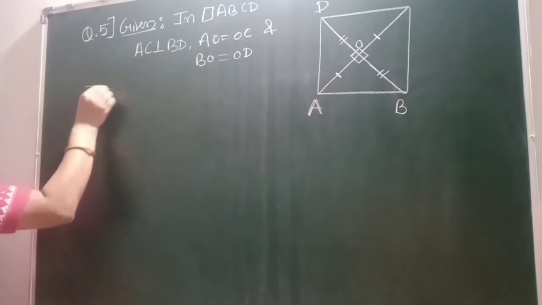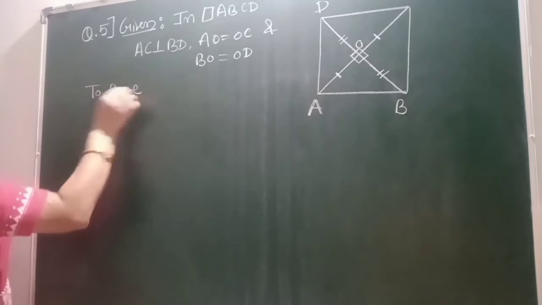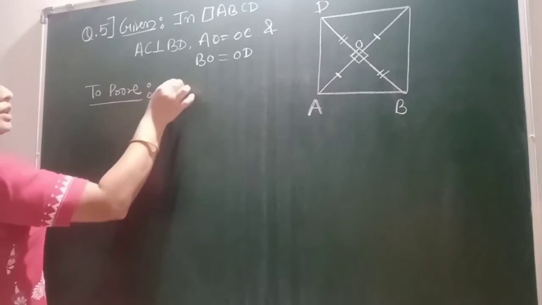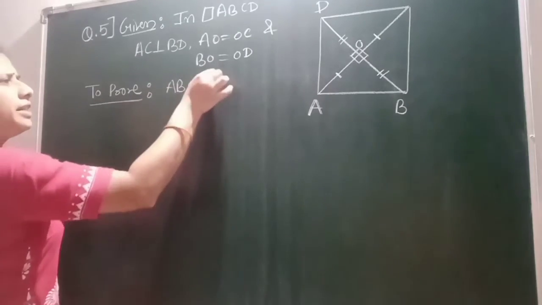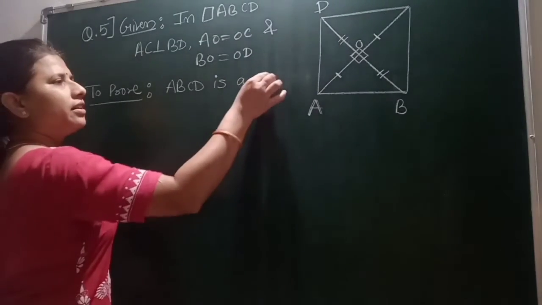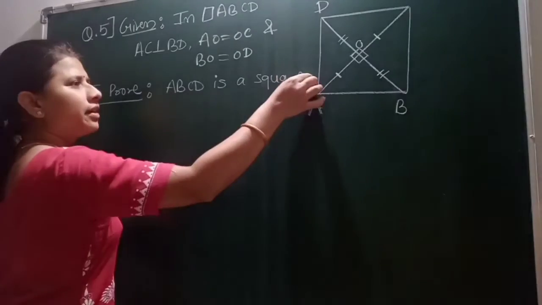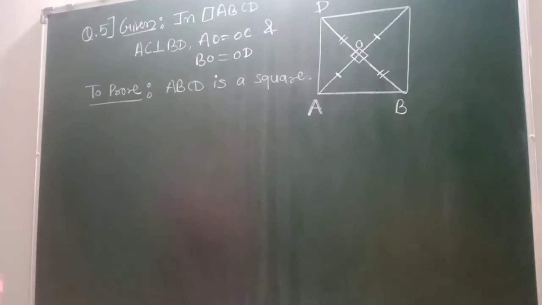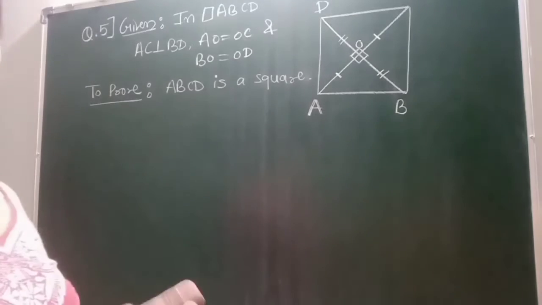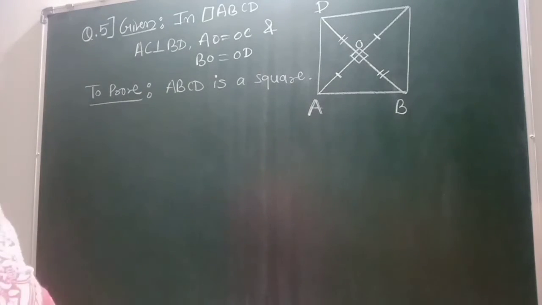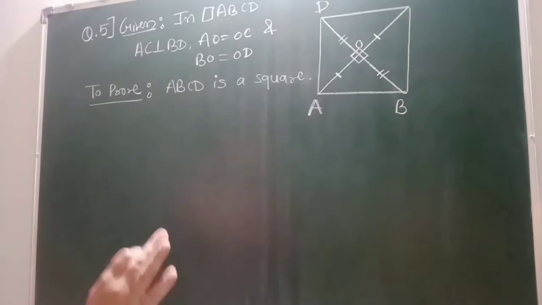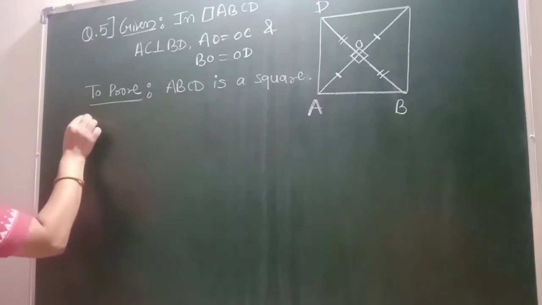Then what we have to prove? We have to prove ABCD is a square, and as we know, for a square, all sides will be equal and each angle will equal 90 degrees. Then a quadrilateral will be a square. So let's start our proof.